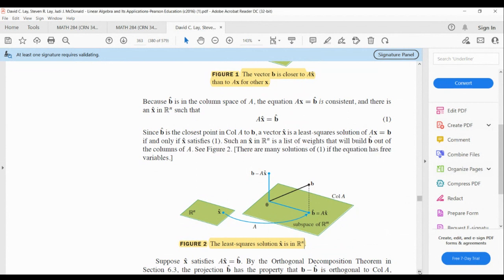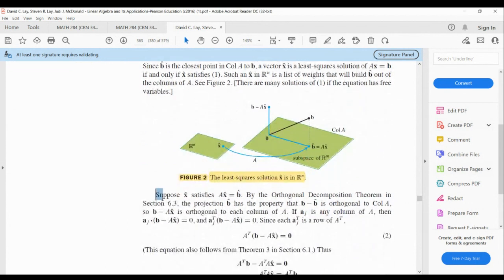But geometrically, we know that if x hat satisfies A x hat equals b hat, in other words, x hat is the least squares solution, then the vector b minus b hat, which is b minus A times x hat, would be orthogonal to the column space of A. That would be orthogonal to any column vector of the matrix A.